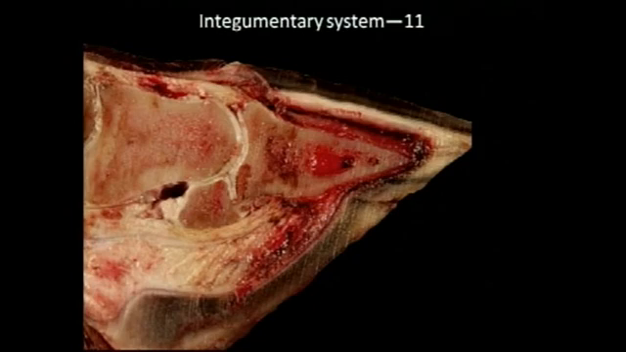Slide 11 is a sagittal section of the foot of a horse. We looked at an example of chronic laminitis earlier where we were seeing a thick band of white fibrous connective tissue. This time we are looking at an acute case of laminitis.